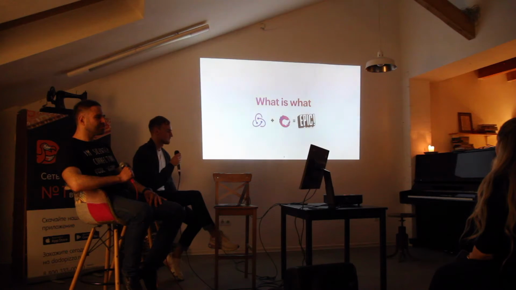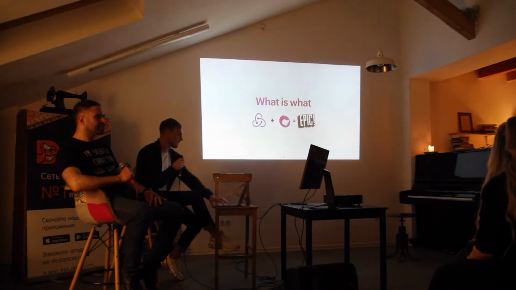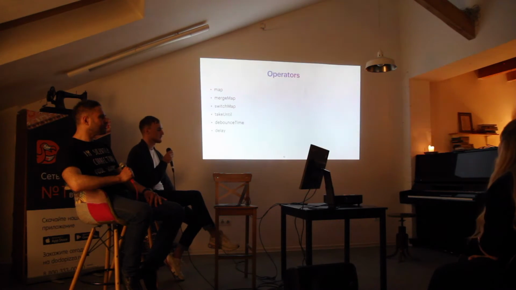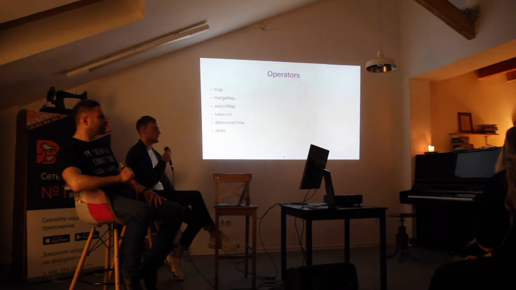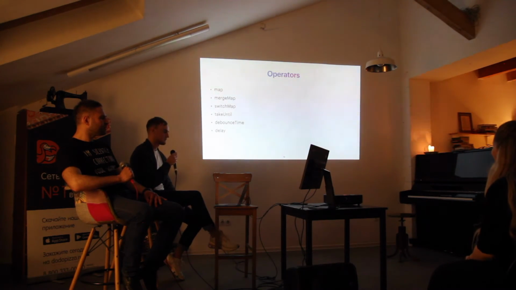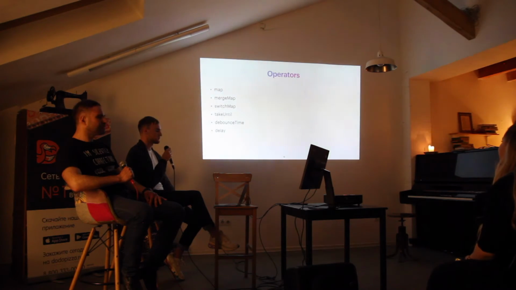It's close to impossible to cover them all, but the most useful operators, in my experience, are map. It's just similar to array map. It takes one action and maps it to another. Merge map, as the name implies, merges streams, but in epics usage, it's just this: when your epic triggers just one other action, you use map, and if an action needs to trigger many, you use merge map.